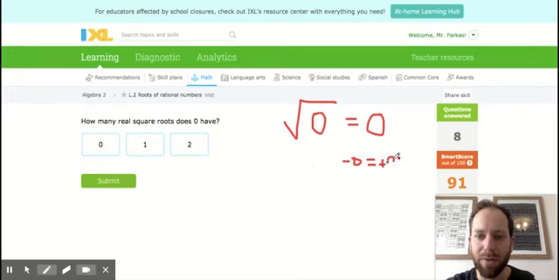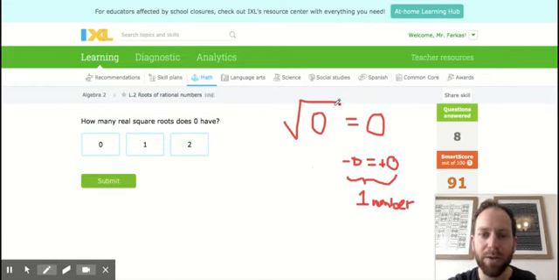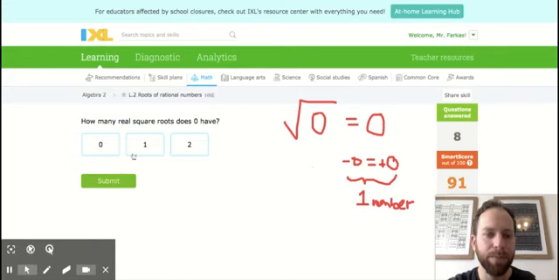So there's no difference between these things. This is just one solution. This is just one number, right? It's the same number. Negative 0 and positive 0 are the same. So how many real square roots does 0 have? Well, it only has 1.